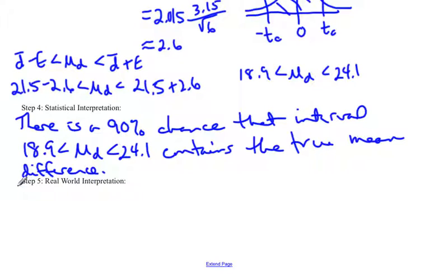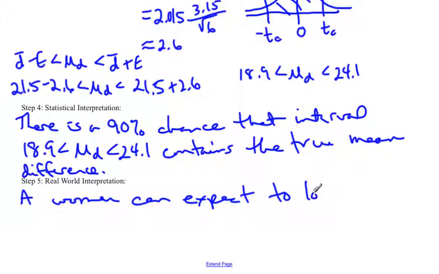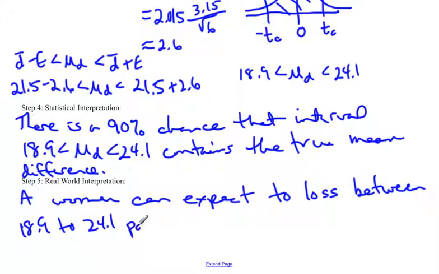Now we can get the real world interpretation. Again, that mu sub d was the mean difference. In this case, it represents weight loss. So we can actually say a woman can expect to lose between 18.9 to 24.1 pounds on this weight loss program.